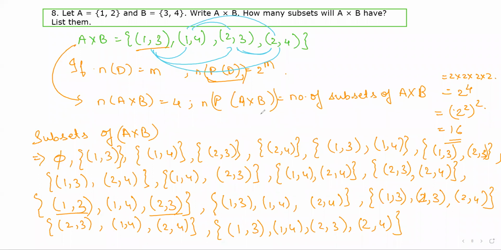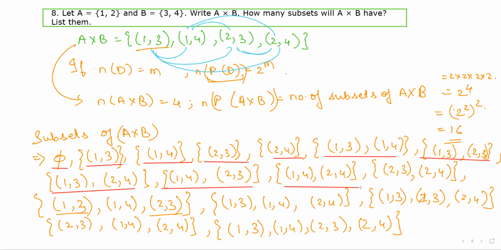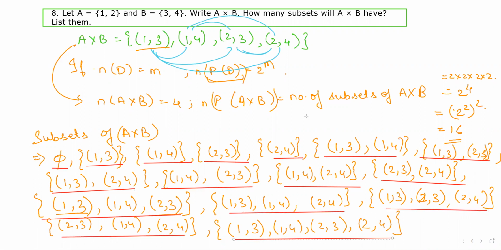Let's check whether we have 16 or not. So 1, 2, 3, 4, 5, 6, 7, 8, 9, 10, 11, 12, 13, 14, 15, 16. So these are all the subsets, 16 subsets of A cross B.